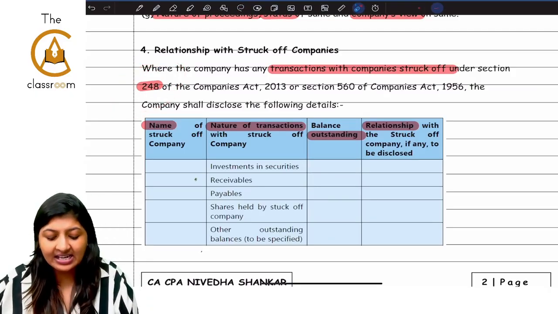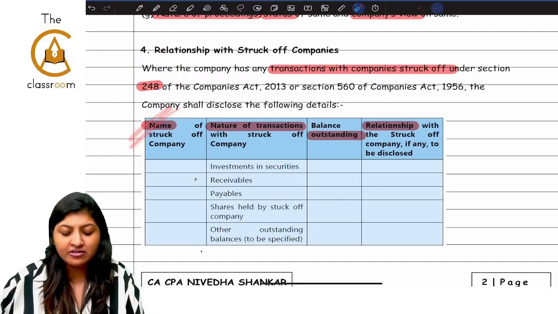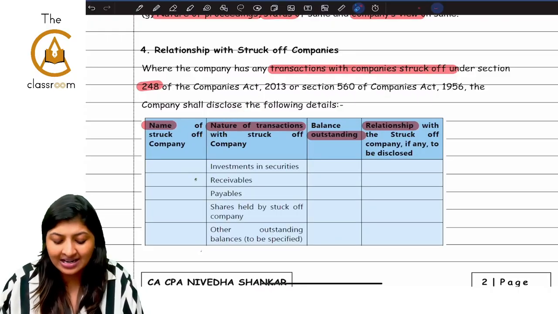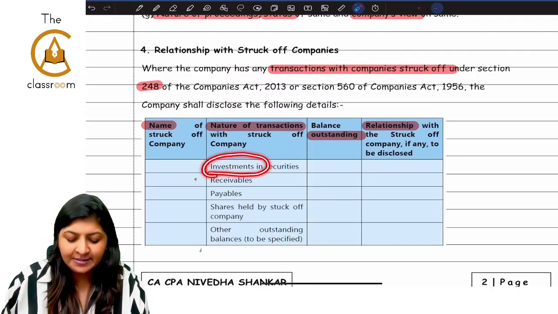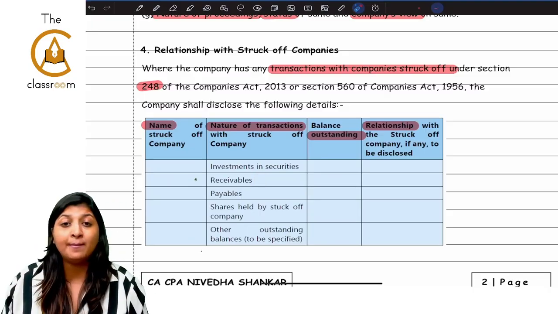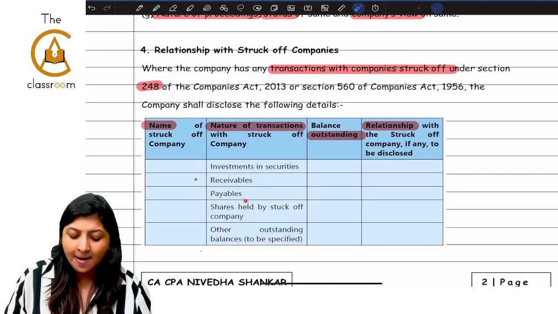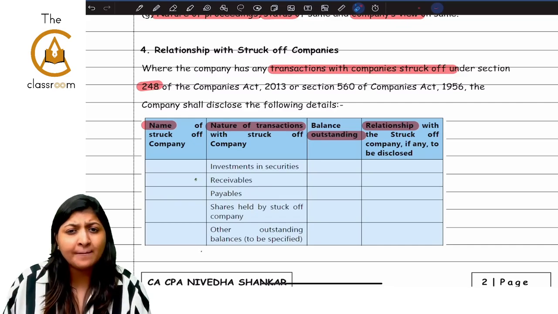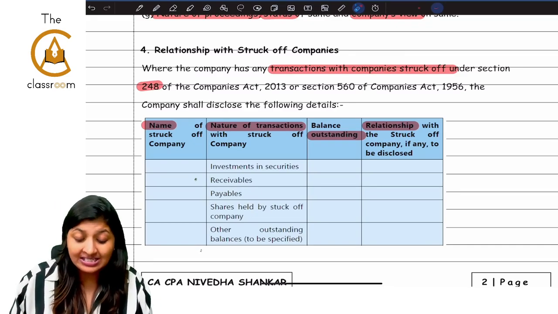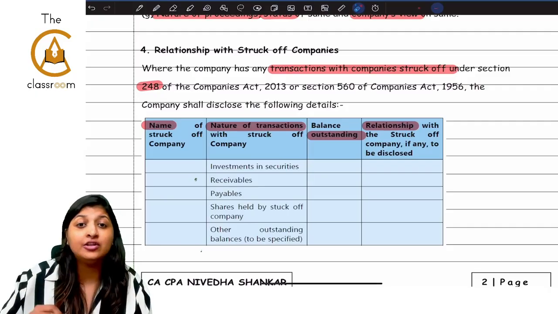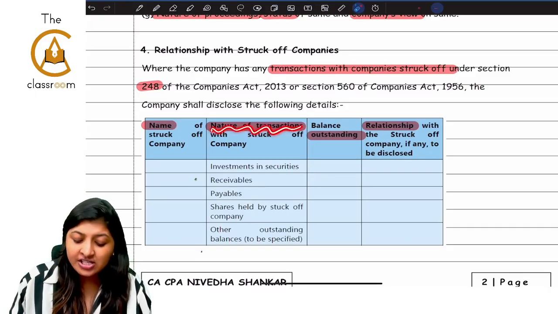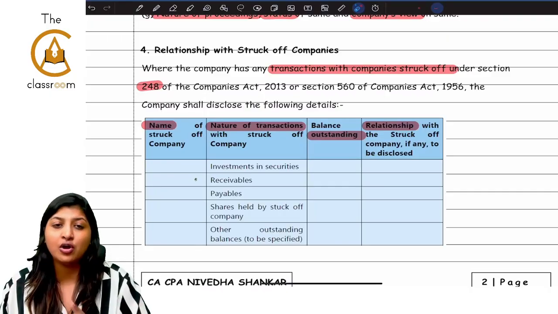Now, what are the details that you have to give? Name of the struck off company. What is the nature of the transaction? Nature of the transaction, whether you have investment in security, whether there is any receivable from that struck off company, or you have to pay some money payable to that struck off company. Have you held shares in that struck off company, or that struck off company has held shares in you, or any other outstanding balances? If you have, please give the nature of the transaction with the struck off company.